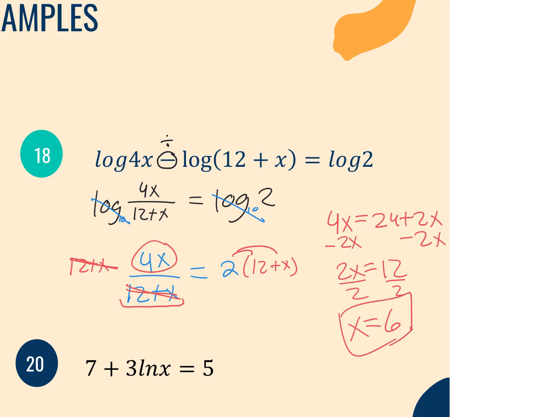All right, and then once again, when you plug in 6 there and there, you do get positive numbers inside of the logs, so it does work. It is a valid solution.